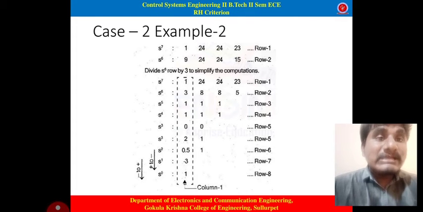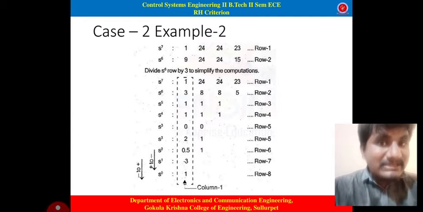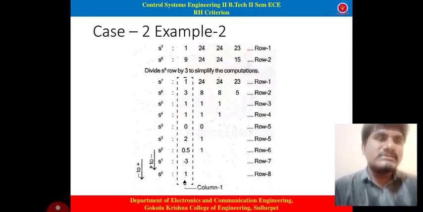See, because there are two sign changes, we can easily say that there are two poles on the right-hand side of the S plane. But because there is an occurrence of all zeros, it means that there are a few poles on the imaginary axis.